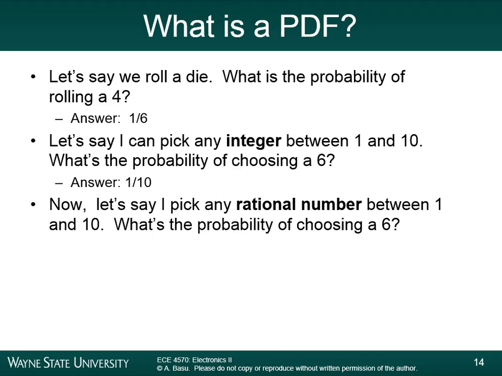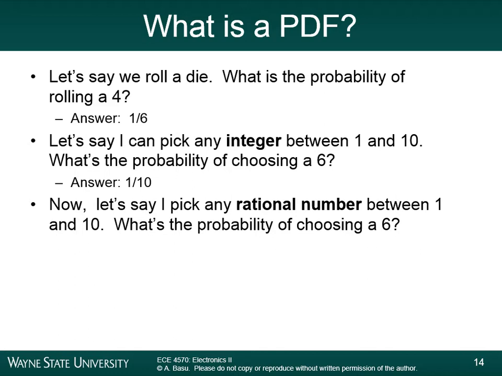There's an infinite number of possibilities. When I say any rational number between 1 and 9, or 1 and 10, it means I could choose 6, I could choose 6.01, I could choose 6.0001, and so on. There's an infinite number of possibilities in there. So this lets you see what the problem is when we're talking about continuous systems or analog systems. The first two examples were discrete systems, where there's a finite set of possibilities, like rolling a die.